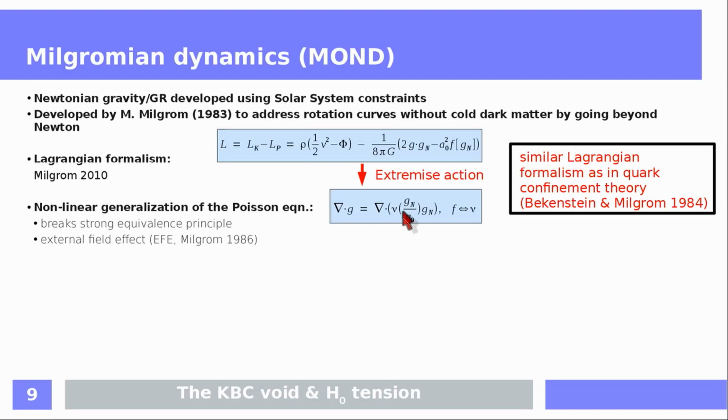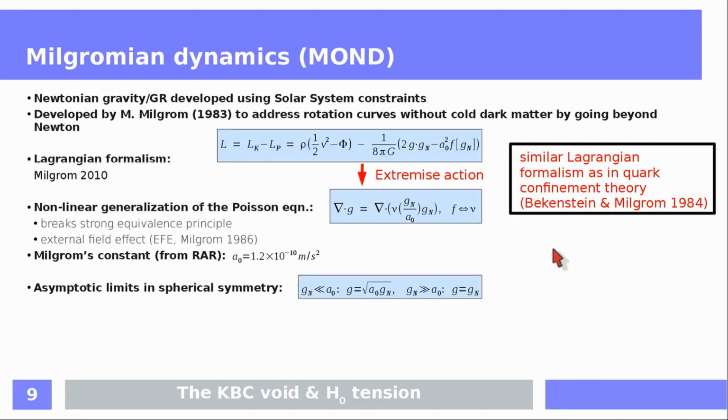Now, because nu is a nonlinear function of the Newtonian gravity, this theory breaks the strong equivalence principle, leading to the external field effect, which we'll discuss in more detail later on. The main thing is that's just a consequence of having a nonlinear theory. The parameter A0 that is needed to make this work is about 10 to the minus 10 meters per second squared, which is related to the first point, much less than anything you probe in the solar system, about 4 orders of magnitude less.